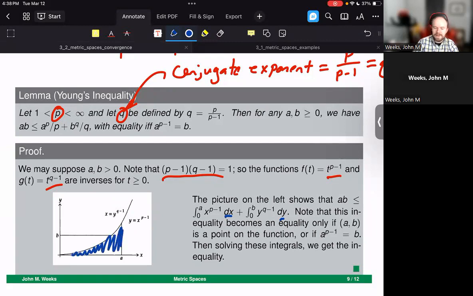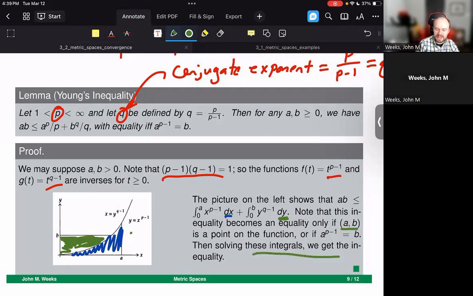And if I wanted to figure out what that integral was equal to, I'd get something like this. But then if I take this to be a dy integral, so looking at it from this side, then remember those integrals start from the y-axis, and these go from 0 to b. So that integral is going to look something like this. Notice that what I'm getting is a little bit larger than the value of just the rectangle a times b. Note that this inequality becomes an equality only if (a, b) is a point on the function. That is, if this point given right here is exactly on the function.